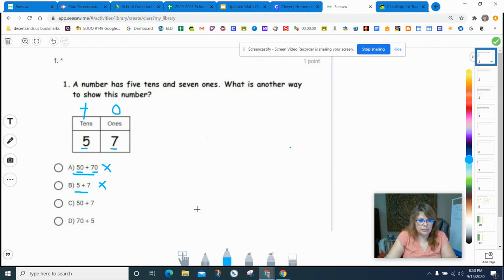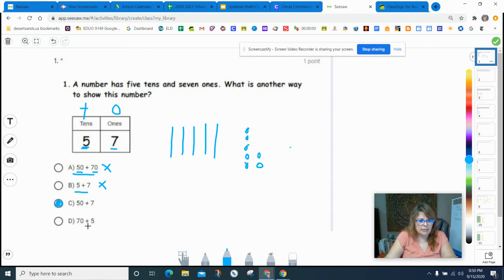So let me draw a picture. 10, 20, 30, 40, 50, and then I have 7 ones. 1, 2, 3, 4, 5, 6, 7. So I see I have 5 tens, which is right here, and I have 1, 2, 3, 4, 5, 6, 7 ones. That looks the same, so this is a good choice. I'm going to pick this one by clicking on this one.